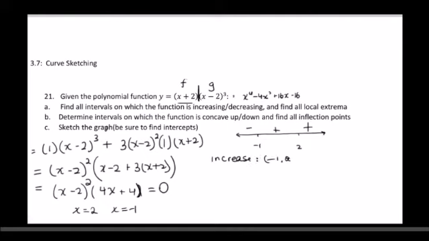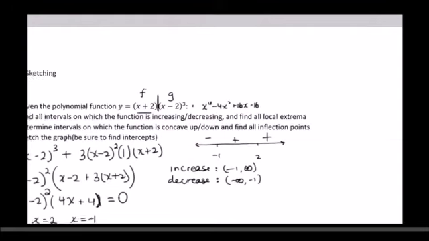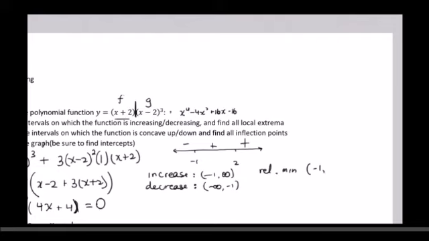From -infinity to -1, it's decreasing. And since we have switching from decreasing to increasing there, that's going to be a relative or a local minimum at the point -1. And if we plug -1 into the original function, -1 plus 2 is 1. -1 minus 2 is -3. -3 cubed is -27. So -1 comma -27 would be a relative min.